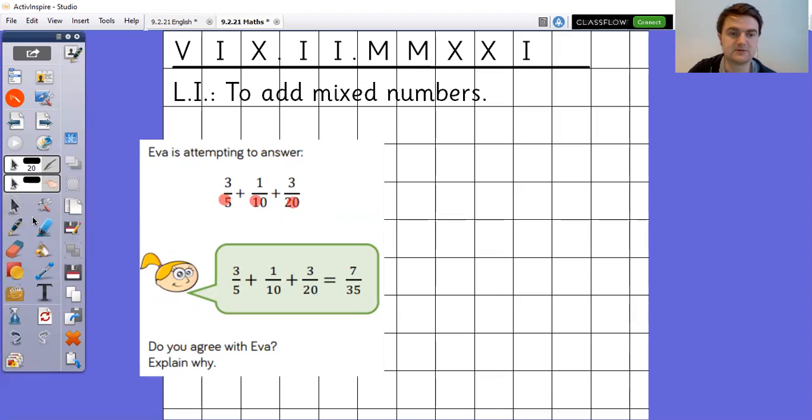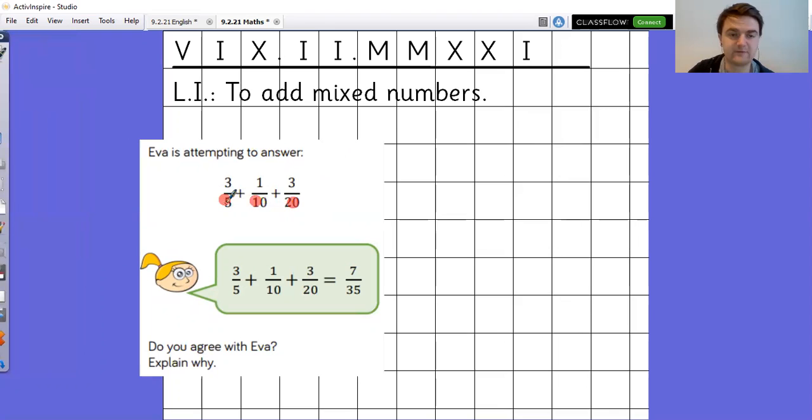Now, what we need to do is get all of the denominators to be 20 to help us. So 5 we have to times by 4, which means that we have to do the same to the numerator. So 3/5 is the same as 12/20. Let's look at 1/10. To get from 10 to 20, we have to times it by 2, which means we need to do the same to the numerator. 1 times 2 is 2, which means that 1/10 is the same as 2/20. Oh, not over 10. And then 3/20 we don't need to change because it already has 20 as the denominator.